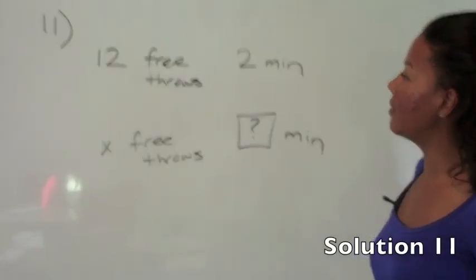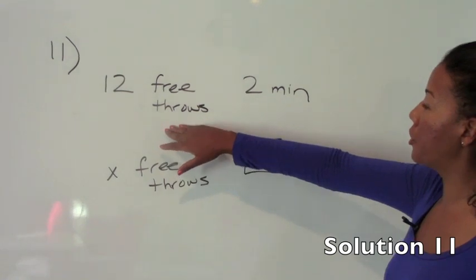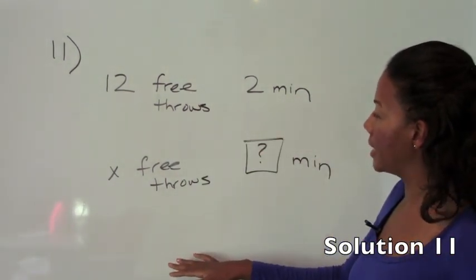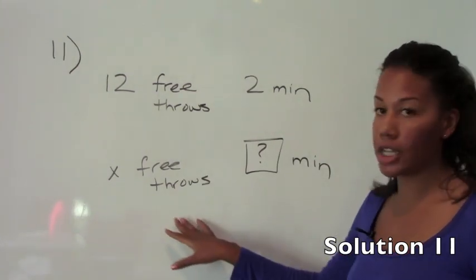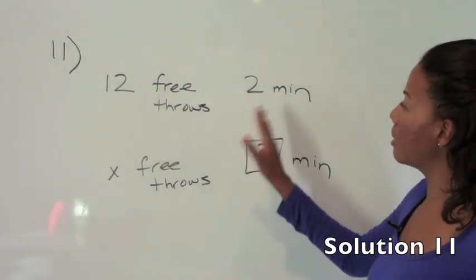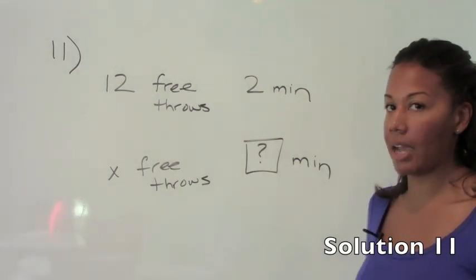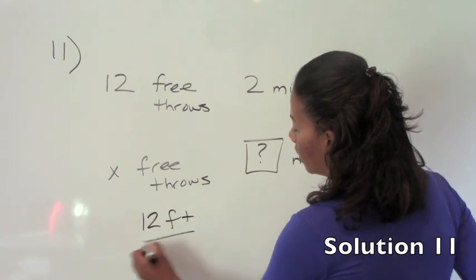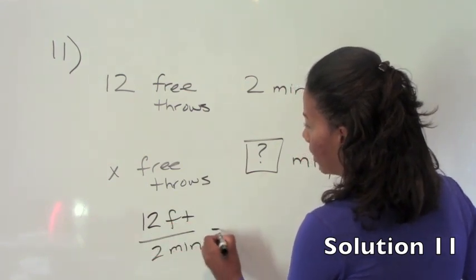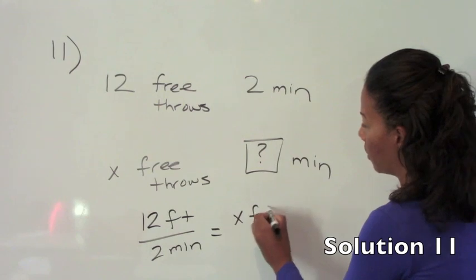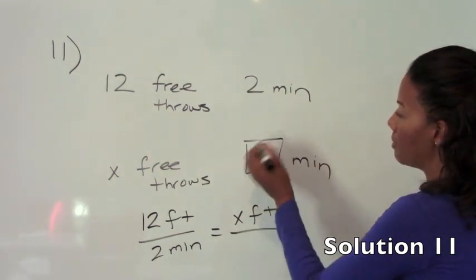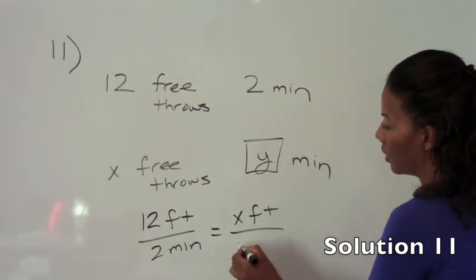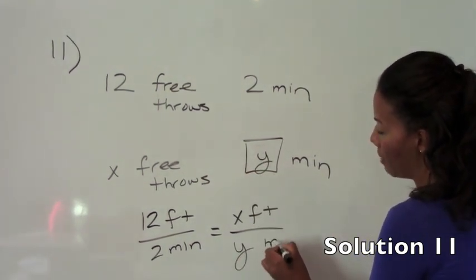Number 11. Number 11 tells us that John can make 12 free throws in 2 minutes, and it asks us if he keeps that same pace up, how many minutes it will take him to make X free throws. So this is simply a proportion because he's keeping his same average going. So we have 12 free throws to 2 minutes, and that equals X free throws in how many minutes. So instead of putting a question mark, we can replace the question mark with a variable. So he can do X free throws in Y minutes.